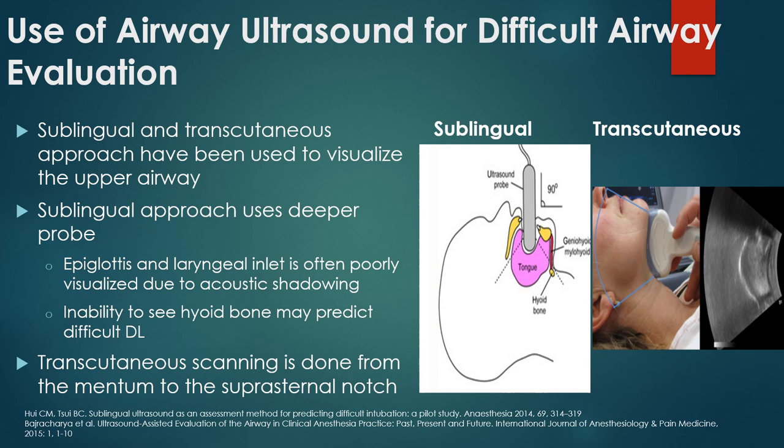But sublingual and transcutaneous approaches have both been used to visualize the upper airway. Hugh and Sue have done some work with sublingual transducers, and I'm not sure what transducers they used. Obviously, it's a special transducer to go into the oropharynx, but sublingual approaches use a deeper probe, a little bit more depth than the typical linear probe. The epiglottis and laryngeal inlet are often poorly visualized due to acoustic shadowing. It's kind of tough to see the hyoid bone, but that would be a very good predictor of DL going from submental to hyoid bone.